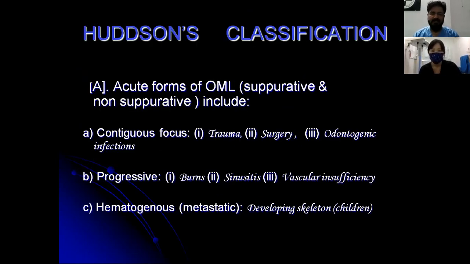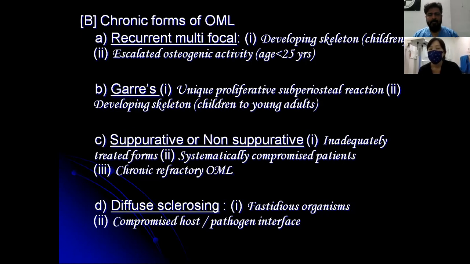Now, in Hudson classification, the acute form of osteomyelitis, suppurative or non-suppurative, includes contiguous focus like trauma, surgery, or odontogenic infection. Then progressive in burns, sinusitis, and muscular insufficiency. In hematogenous, like metastatic, it develops in the skeleton in children. In the chronic form of osteomyelitis, the recurrent multifocal type develops in skeletal children with accelerated osteogenic activities in less than 25 years of age. Then in chronic form, Garre's osteomyelitis is there.